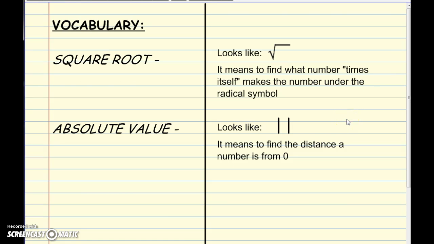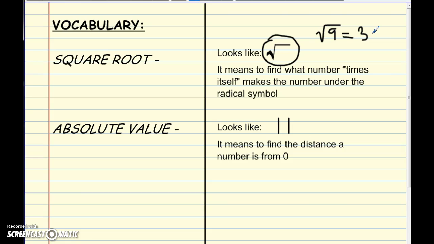In your vocabulary section, turn to the S page for square root. The first term we want to talk about is the square root. It looks like this, very similar to the division symbol, however it's got this extra little tag right here. Square root just means to find what number times itself makes the number under the radical symbol. For example, if we had the square root of 9, what number times itself makes 9? If you said 3, that's the correct answer. So the square root is just what number times itself gives you that number.